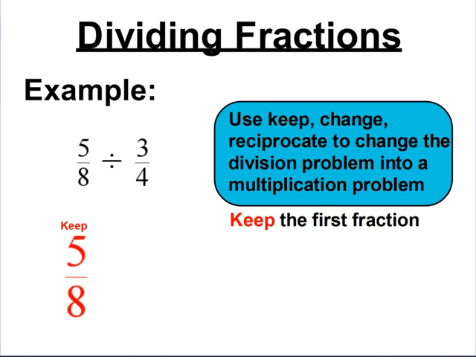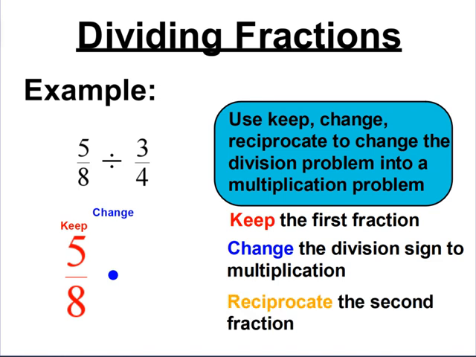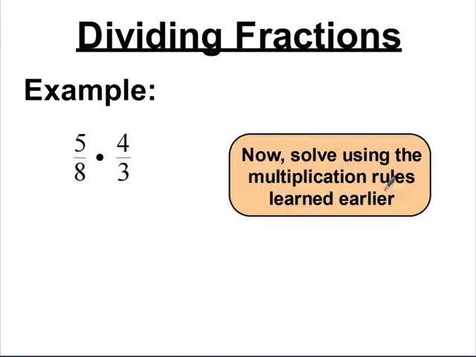We're going to change the division sign into a multiplication sign. That's the change. And then we're going to reciprocate the second fraction, so 3/4 turns into 4/3. So that's our new math problem. And because of what I showed you earlier with the 8 divided by 2 and the 8 times 1/2, the division problem up here is going to give us the same answer as if we'd solved it this way. And since we know our multiplying rules, this is how we're going to solve it.